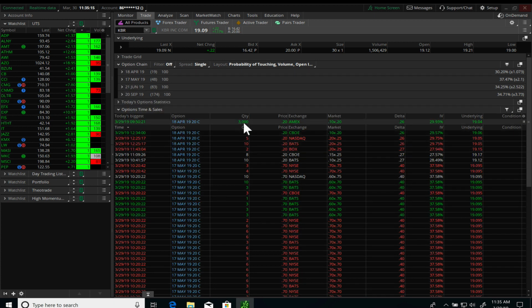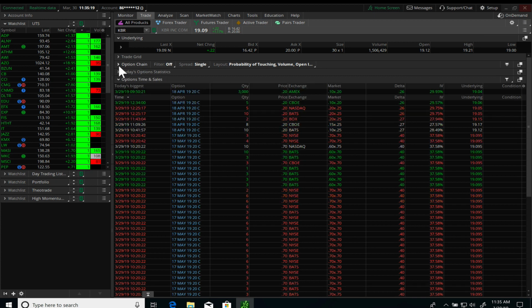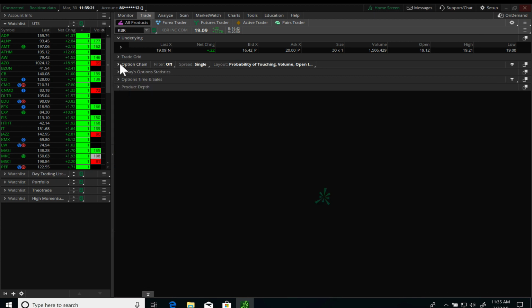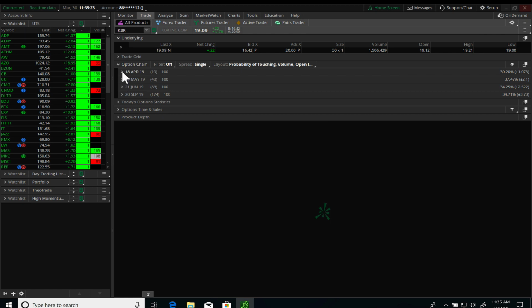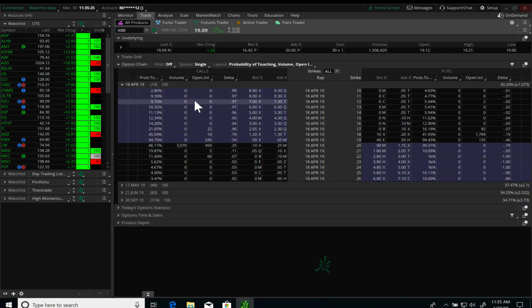So one of the biggest options, 3,000 calls were bought for the 18th of April, right? So let's go back and look at the option chain and focus on April. And you see something interesting again, no volume at all on any of these other options, right? And the only strike price they're focusing on is the $20 strike price. So they're basically going long the 20 strike price.